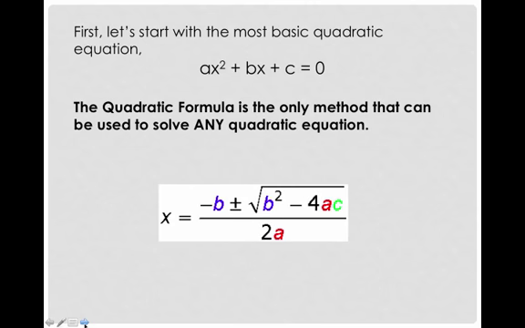Here is the quadratic formula. If you catch me in class, I might sing you the quadratic formula tune, but you will have this on your formula chart, so you don't need to memorize it, but it is useful. So x equals negative b plus or minus the square root of b squared minus 4ac all over 2a, and we're just going to plug in each of those numbers. So let's go through an example.